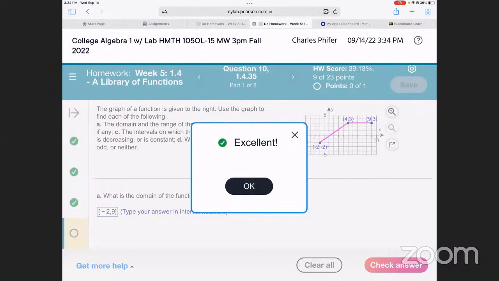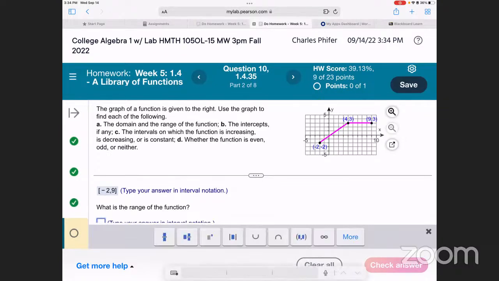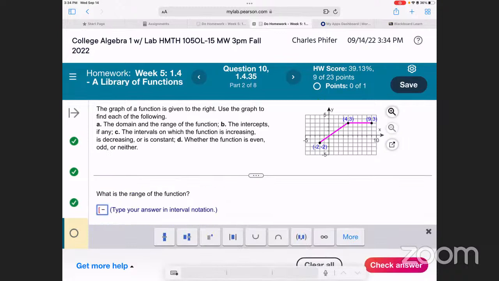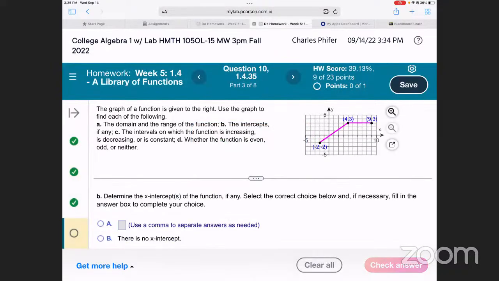And then the range is the very bottom to the very top. So -2 up to 3. So again, the range is the very bottom to the very top. X-intercepts. So to find the x-intercept here, we need to find the equation of the line through those 2 points, and then use that equation to answer the question.